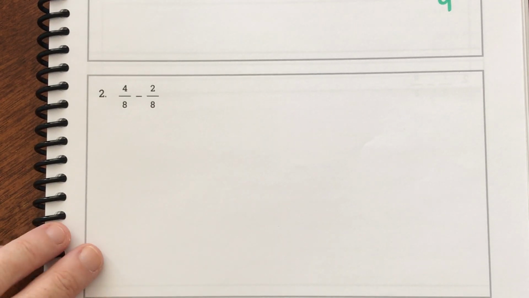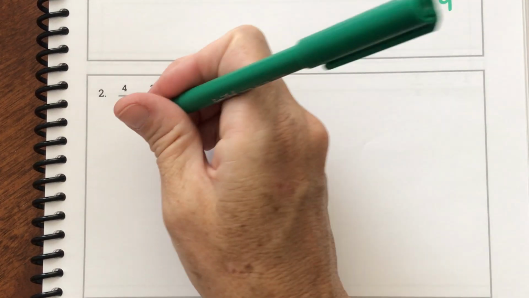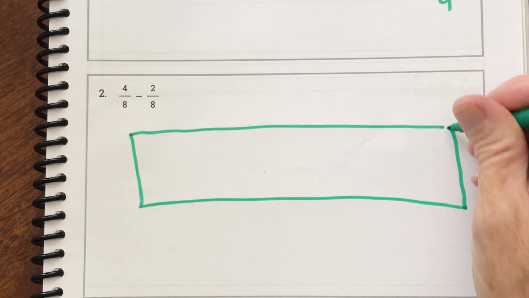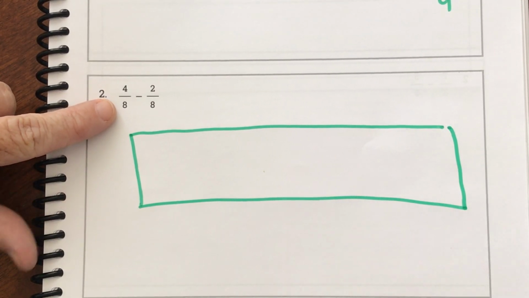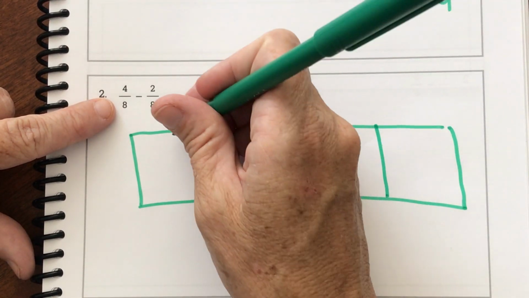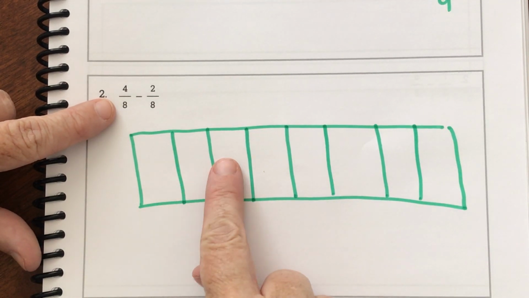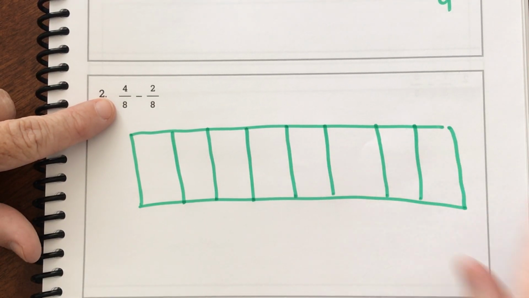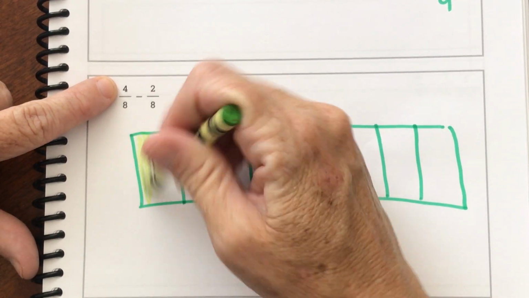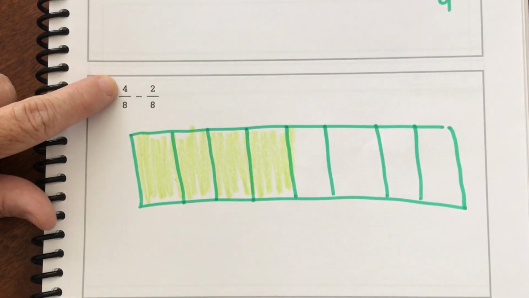Okay, let's try the next one. It says 4/8 take away 2/8. Okay, so let's do a rectangle model for this. So the 8 means we need to partition it into eighths. So I'm going to do fourths and then divide those into half. So I have 1, 2, 3, 4, 5, 6, 7, 8 parts. And the 4 says I have 4 of them. So 1, 2, 3, 4.